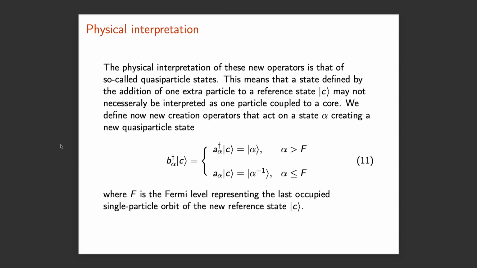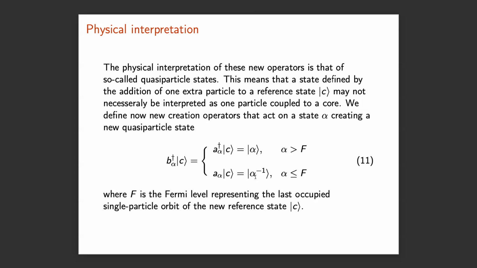The physical interpretation of these operators is normally that of so-called quasi-particle states, in the sense that we can create a one-particle, one-hole excitation. So a state defined by the addition of one extra particle to the reference state may not necessarily be interpreted as one particle coupled to a core. We defined new creation operators like this. Sometimes you will see this notation with an alpha minus, but we did not end up using that notation. Today I'm just going to bring up the more compact notation, which we will use throughout the semester.